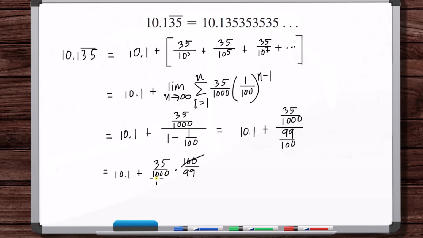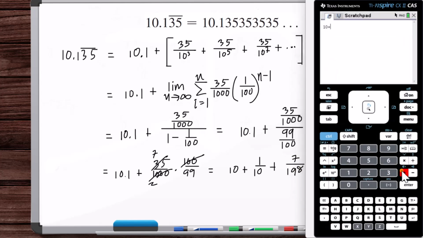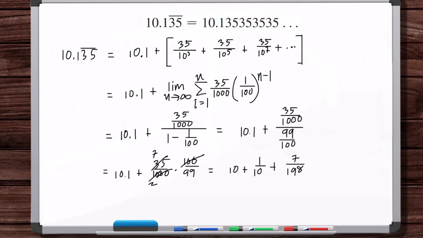All right, so we've got, what is 10.1? That's 10 plus 1 over 10 plus 35 divided by 5 is 7. 99 times 2 is 198. Okay. 5017 over 495.